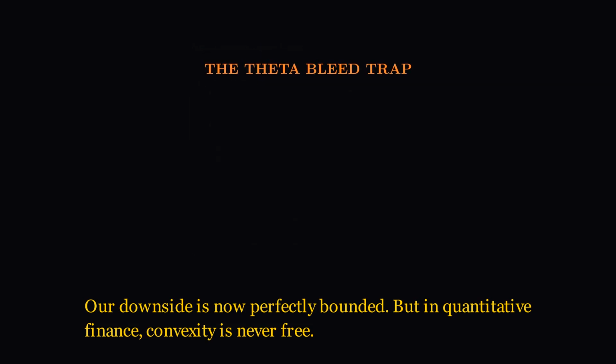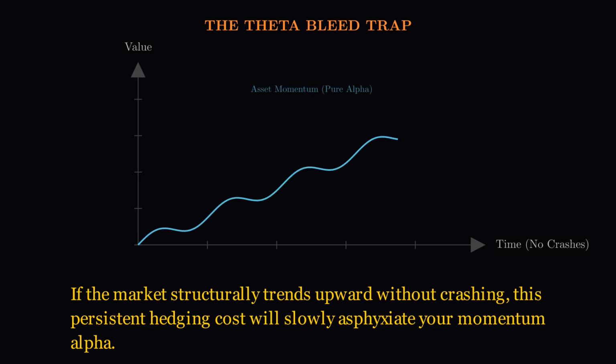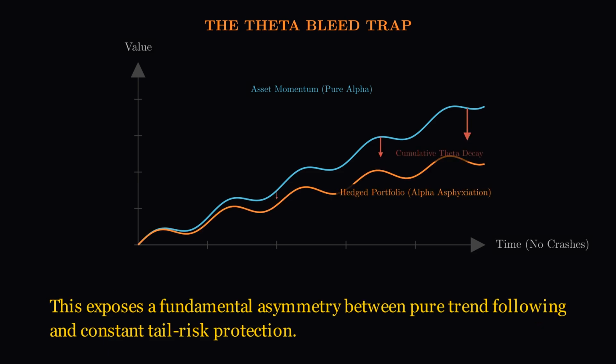But in quantitative finance, convexity is never free. Options suffer from continuous theta decay. The premium evaporates with every passing tick. If the market structurally trends upward without crashing, this persistent hedging cost will slowly asphyxiate your momentum alpha. This exposes a fundamental asymmetry between pure trend following and constant tail risk protection.